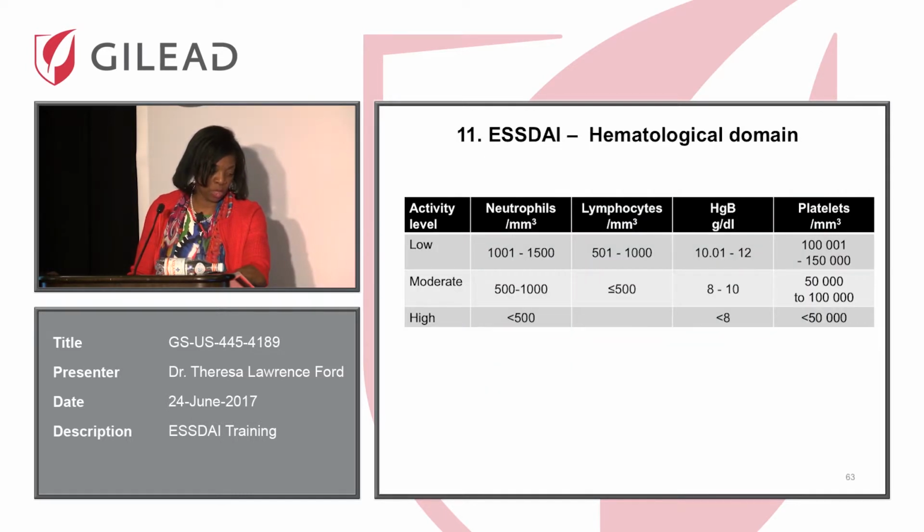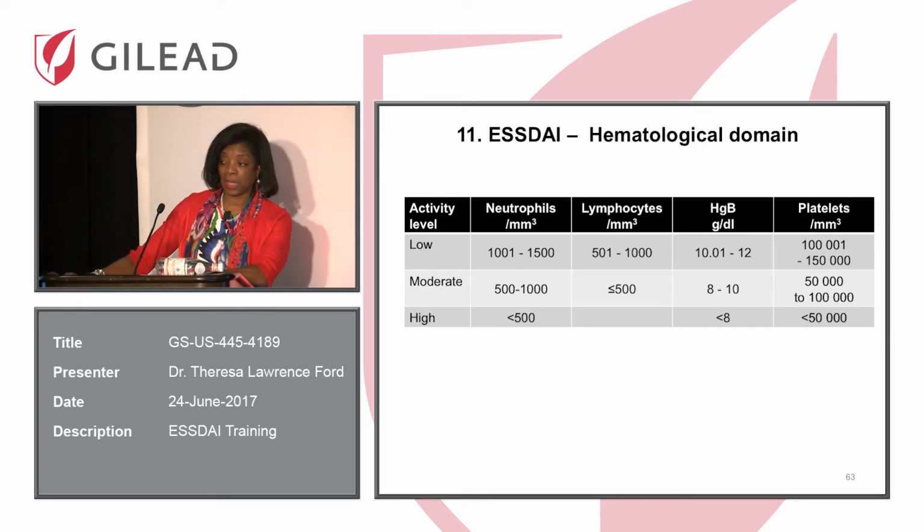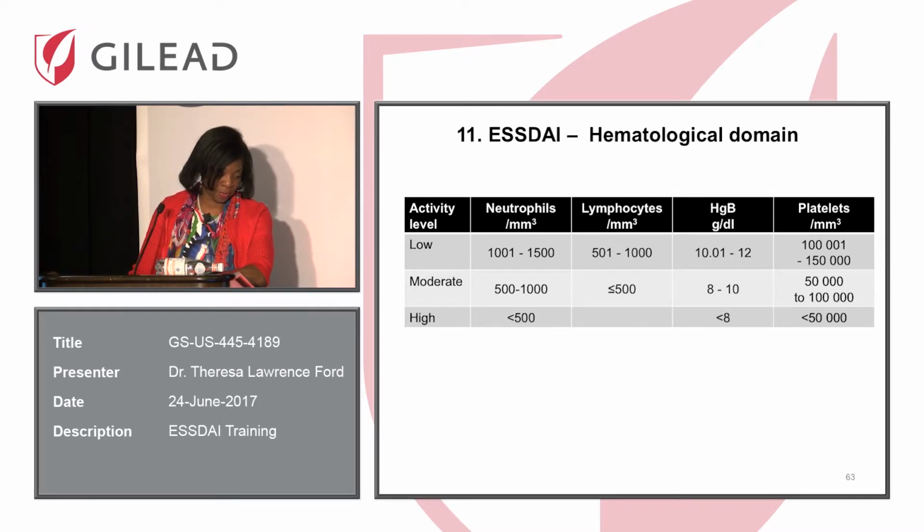So low would be neutrophils between 1,001 and 1,500, lymphocytes 501 to 1,000, hemoglobin between 10 and 12, and platelets between 100 and 150. Moderate would be between 500 to 1,000 white cells, lymphocytes 500 or more, hemoglobin between 8 and 10, then the platelets going down between 50 to 100,000, and a high would be less than 500 on the neutrophils, less than 8 on the hemoglobin, and platelets less than 50,000.